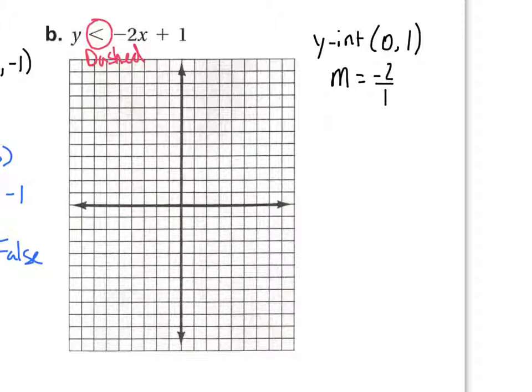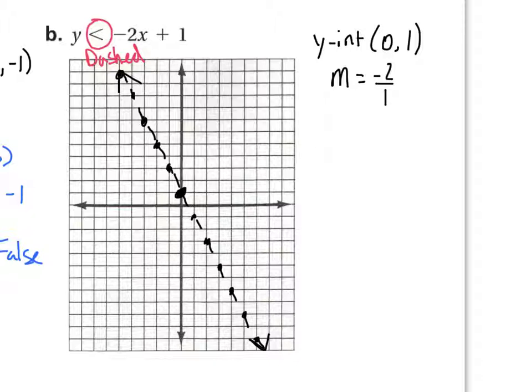So we go to our y-intercept at 0, 1. We count our slope down 2, right 1. And you want to bring that all the way across your coordinate plane. You also want to do it in the other direction, so I'm going to go up 2, left 1. Going all the way across. And this is going to be with a dashed line, so we connect the dots here using dashed lines. There's our boundary.